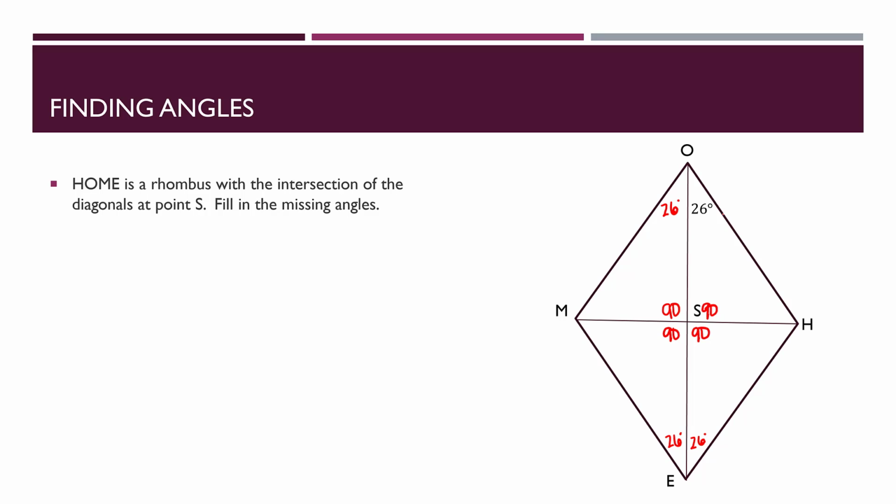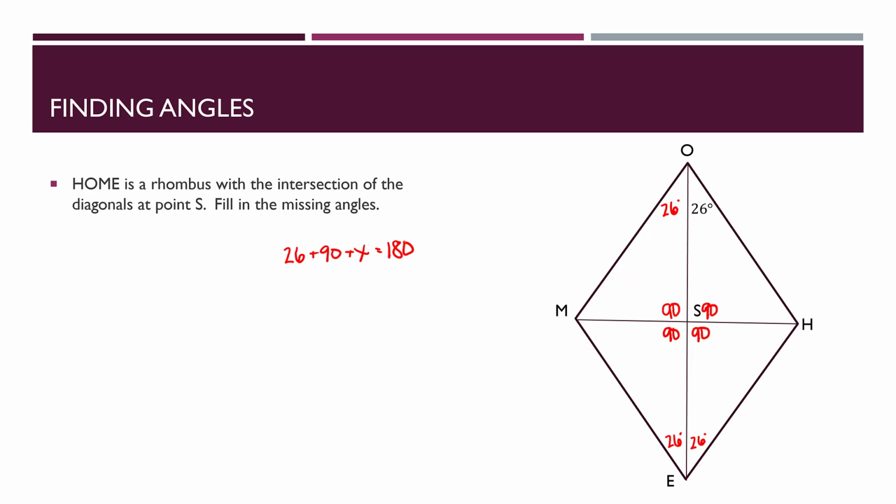Now we need to find these smaller angles here. To find those 4 smaller angles, we are going to use triangle sum theorem. So if I were to look at this upper right corner of the rhombus, that triangle there, we know that all the angles of a triangle add up to equal 180. So 26 plus 90 plus x equals 180 degrees.